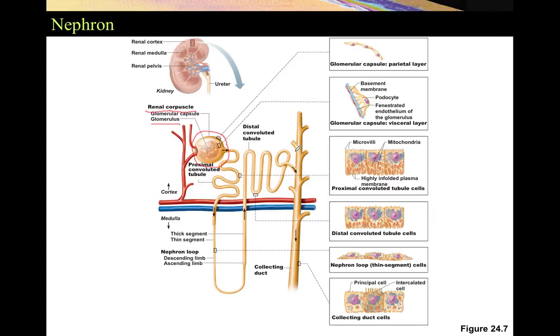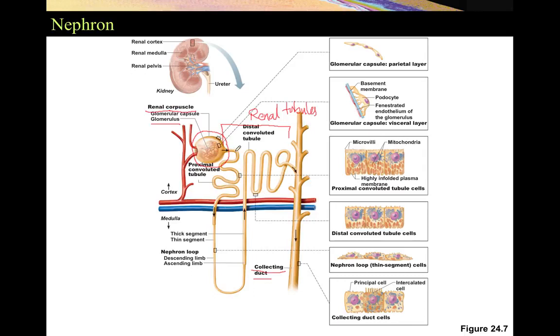Now notice earlier I mentioned that the urine empties into the collecting duct. So this last piece that you see right here is a collecting duct. What you see from here to here would be your renal tubules. So what are renal tubules made up of?